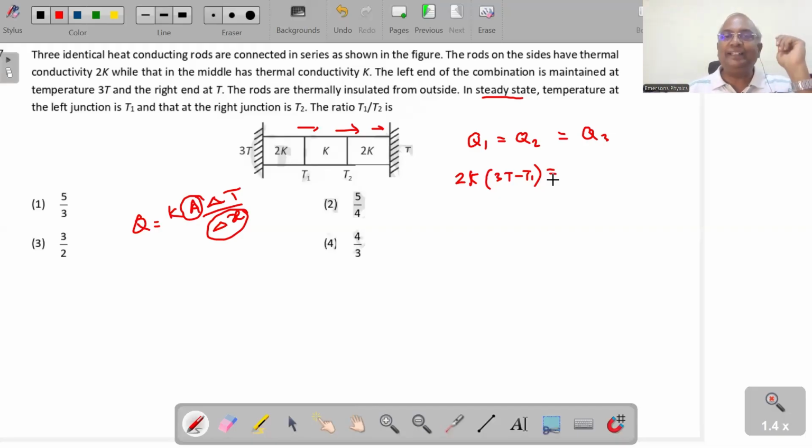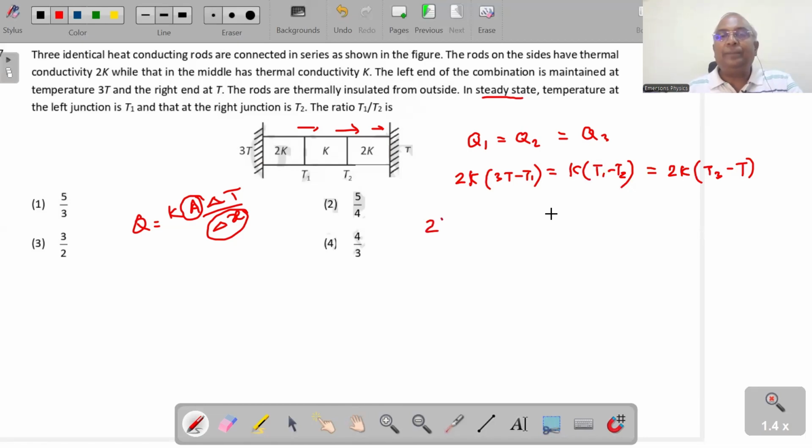ஹீட் அதே தான், ஹீட் எனர்ஜி K இன்டு டிஃபரன்ஸ் இன் ஹையர் டெம்பரேச்சர் மைனஸ் லோவர் டெம்பரேச்சர் T1 மைனஸ் T2 ஈக்குவல் டு மூணாவது கண்டக்டர் இதில் ஃப்ளோ ஆகிற ஹீட்டு அதே 2K into T2 minus T. That's all. இப்போ இந்த காம்பினேஷனை 3 ஈக்குவேஷன் ஃபார்ம் பண்ணி T1 T2 கண்டுபிடிக்கணும். 3 ஈக்குவேஷன் என்னன்னு சொல்லிடுறேன்.